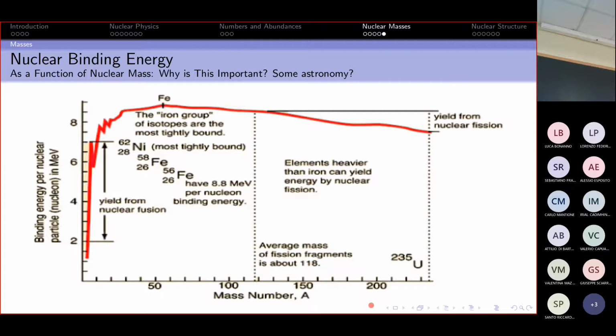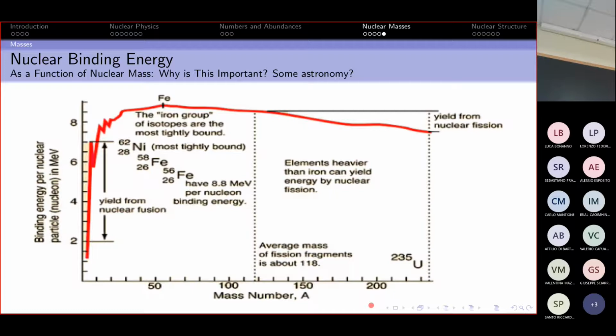It's hard to take iron apart. Okay? We get down here, it's easier to take some of these apart. Yes. It takes the most energy to take iron apart. This becomes very, very important in astrophysics. If you remember nothing else, it's important to remember that iron is the most stable atomic nucleus. We'll talk about why that is a little later on.